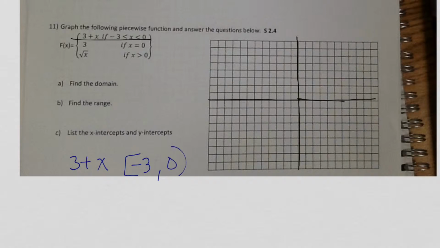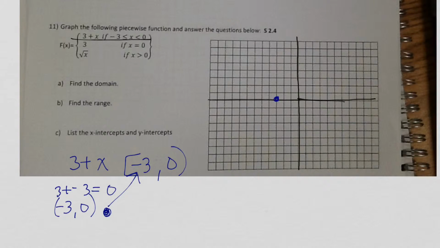So let's plug in those two numbers to get our point. If I plug in -3, I get 0. So my point I would plot is (-3, 0). So let's plot that point. Before I make the dot, let's look at what it says. Does it include this number? Yes, it does, because it's got a bracket. So I'm going to make a solid dot on (-3, 0).